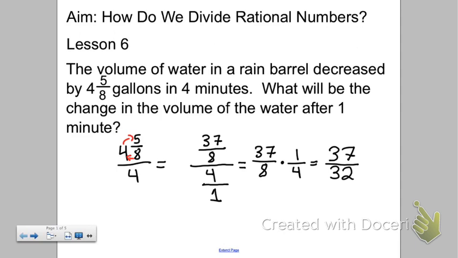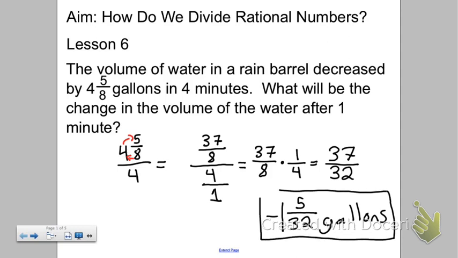I do not like having my final answer as an improper fraction, so I'm going to turn it into a mixed number. 32 goes into 37 1 time. My denominator of 32 is going to stay. When the 32 goes into 37 1 time, there's going to be 5 left over. So it's 1 and 5/32 gallons. And since the rain water decreased, this is going to be a negative number. So I have -1 and 5/32 gallons.